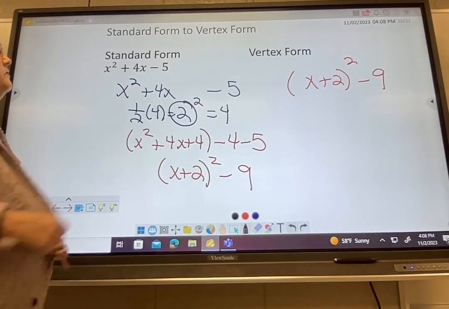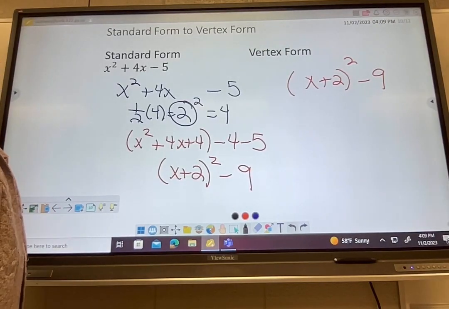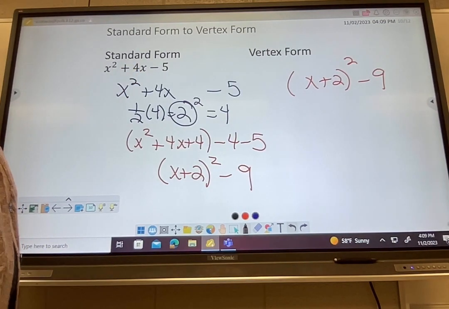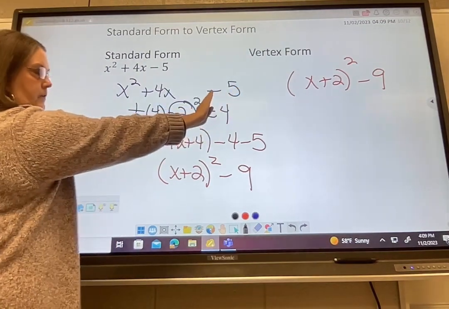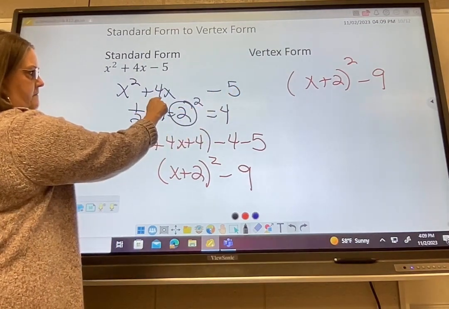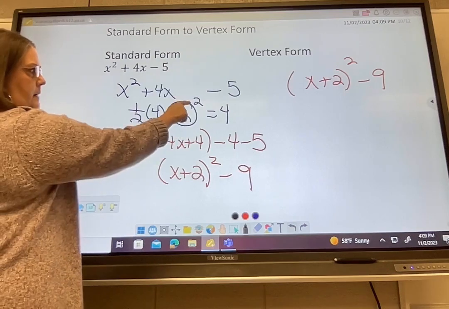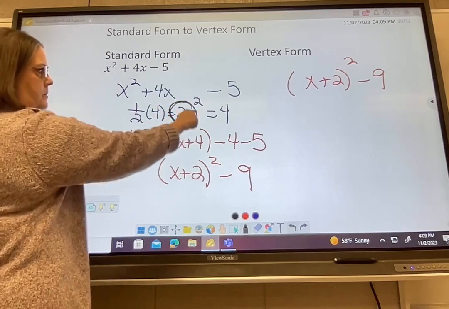We're gonna do standard form to vertex form. This is standard form, and we do it like we did with complete the square. I take the 5, slide it over, out of the way. I'm gonna take half of 4, which is 2. I'm gonna remember what that number is by circling it.